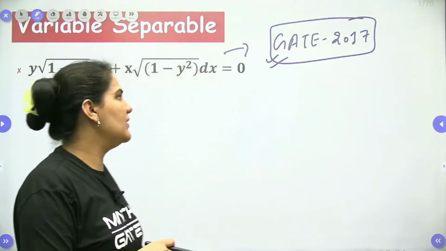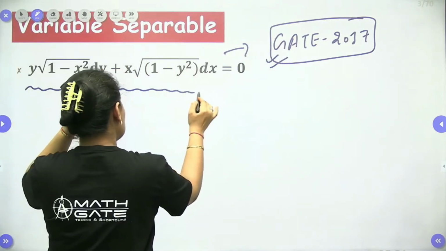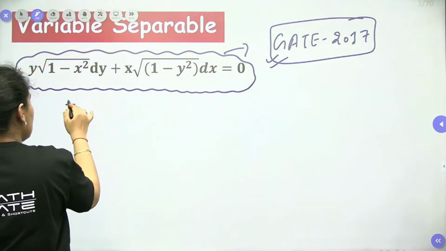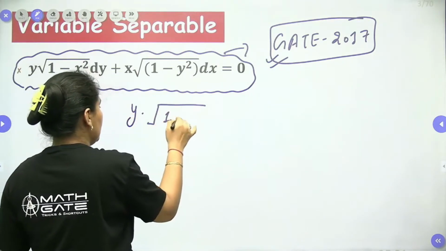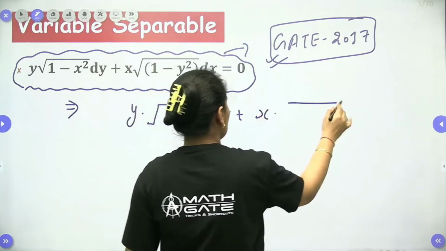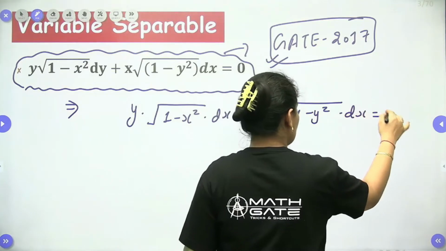So let's start with the first question. We have y into root of 1 minus x square dx plus x into root of 1 minus y square dy is equal to 0. Let's write it in a simpler manner: y into root of 1 minus x square dx plus x into root of 1 minus y square dy is equal to 0, dear students.